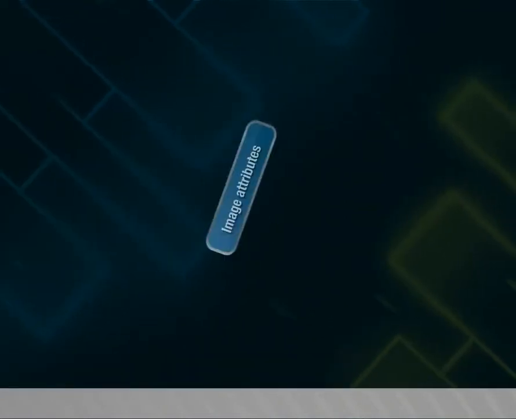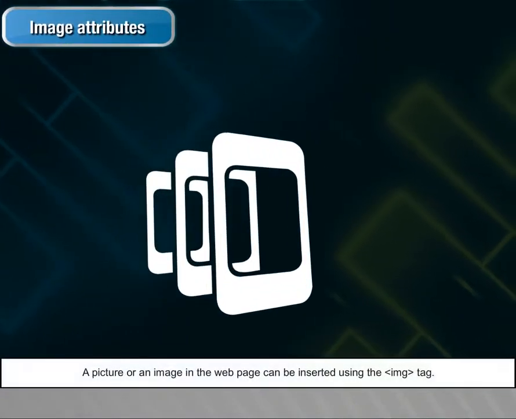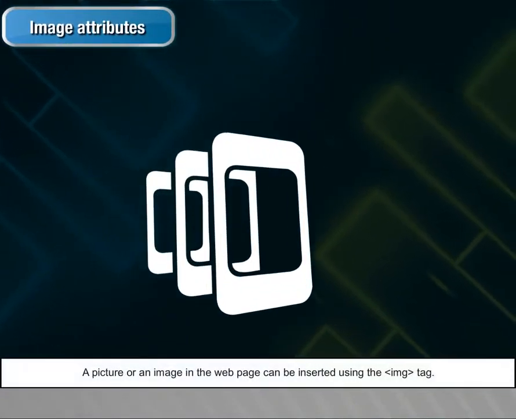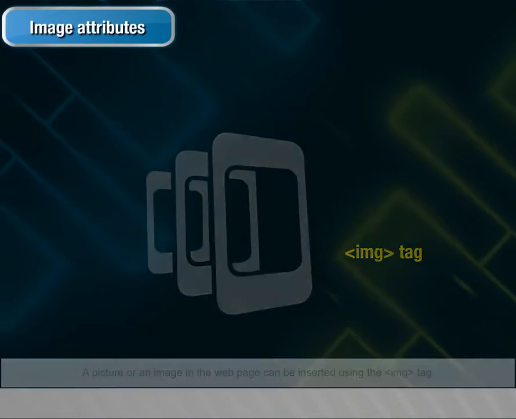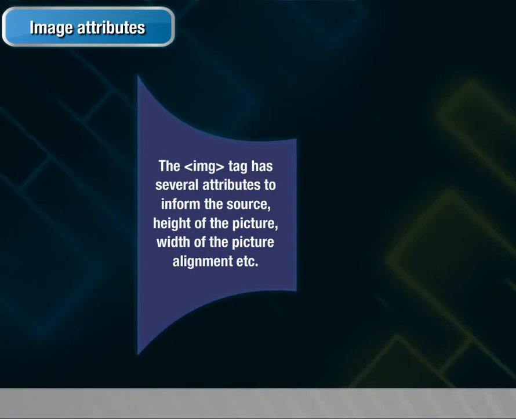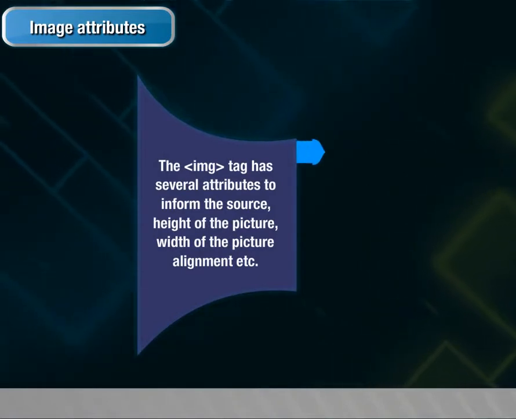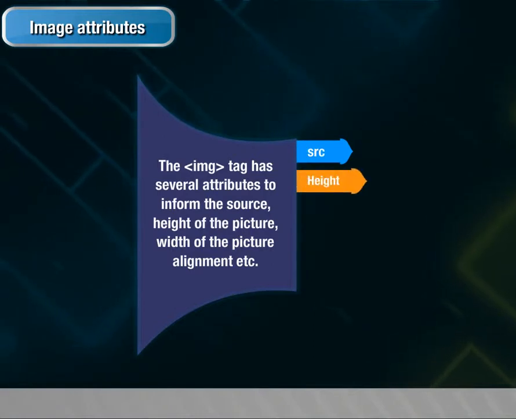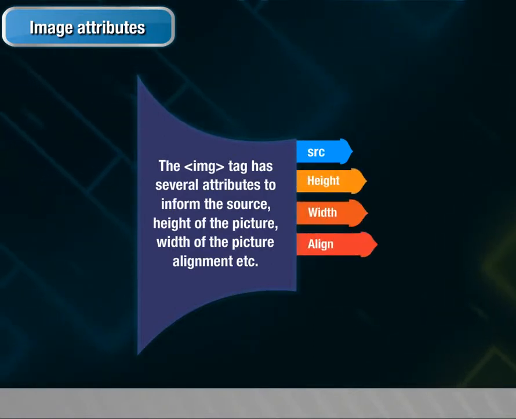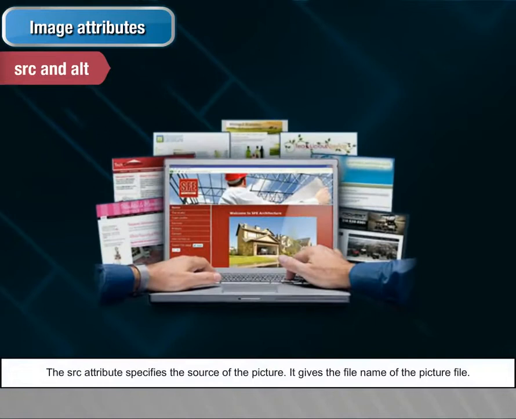Image attributes. A picture or an image in the web page can be inserted using the IMG tag. The IMG tag has several attributes to inform the source, height of the picture, width of the picture, alignment, etc. SRC, height, width, align, alt. SRC and alt. The SRC attribute specifies the source of the picture. It gives the file name of the picture file.